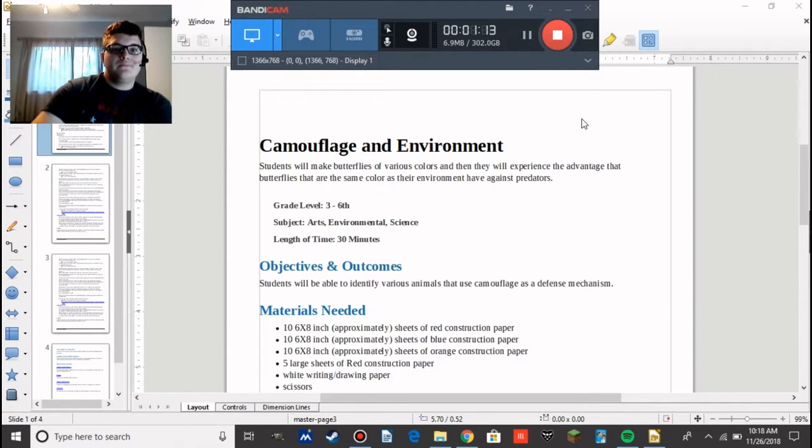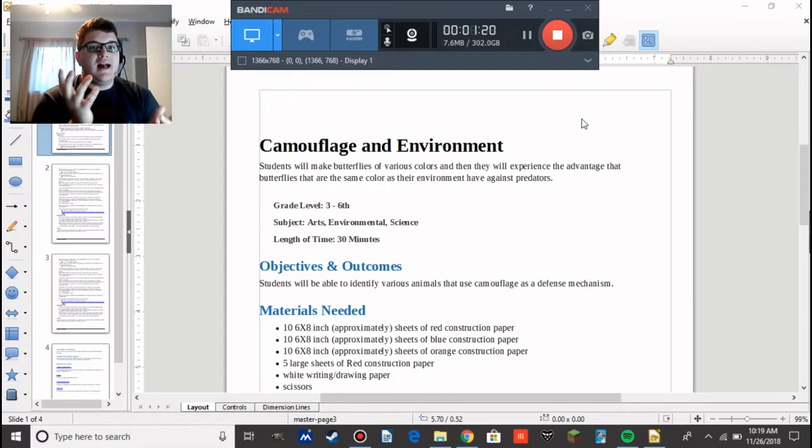Also, I'd like to apologize before I go any farther for the lighting in my room. The way I have all this set up is not the best. Anyway, so first and foremost, time.